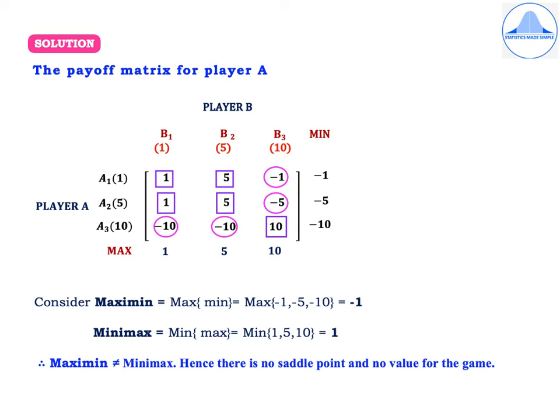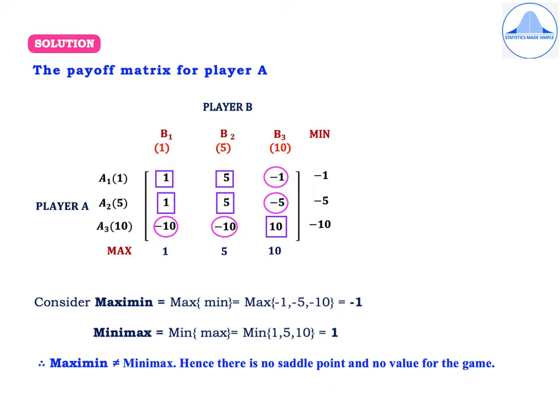So under solution, first write the payoff matrix for player A. The rows will have player A with his strategies, and player B will have the columns with his strategies. Now, because there are three different denominations, both the players will have three strategies.